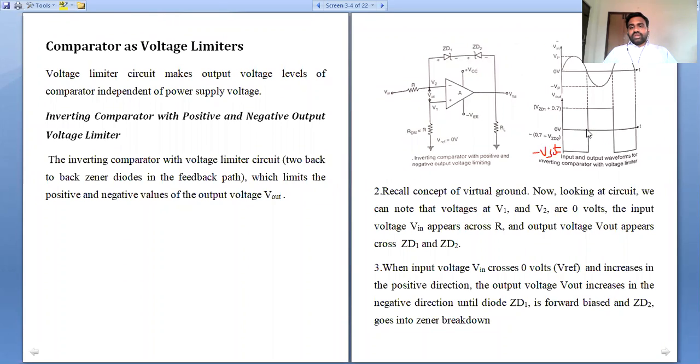After that condition, at the first instant, negative VSAT is built here, and ZD1, Zener diode 1, is kept in forward biased condition and Zener diode 2 is kept in breakdown condition. Okay, after that, at the second instant, after completing the positive peak of the sinusoidal pulse, the pulse started reaching towards the negative peak.